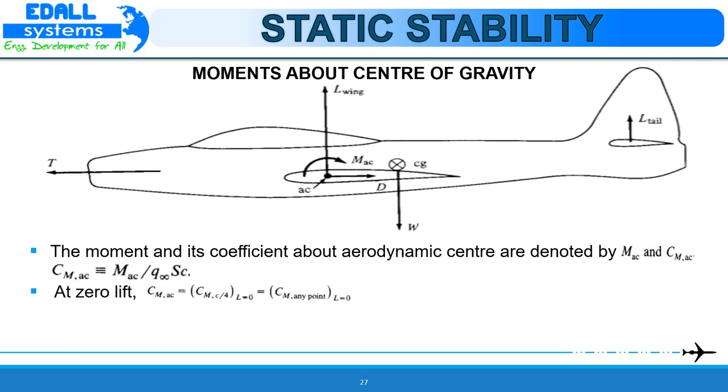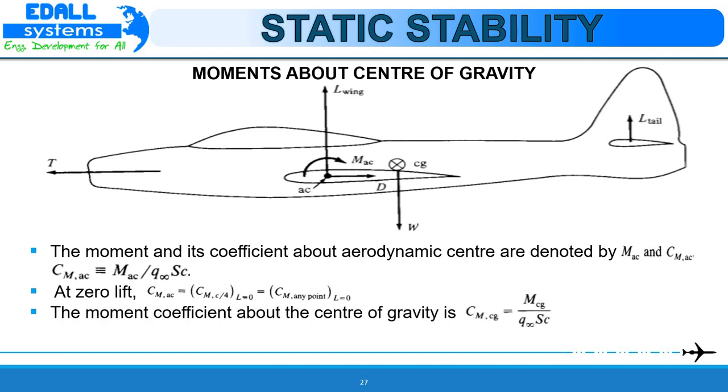At zero lift, the coefficient of moment at the aerodynamic center becomes the coefficient of moment at the quarter chord when lift is equal to 0. This says that the value of the coefficient of moment at the aerodynamic center can be obtained from the value of the moment coefficient about any point when the wing is at the zero lift angle of attack. For this reason, moment at the aerodynamic center is sometimes called the zero lift moment.